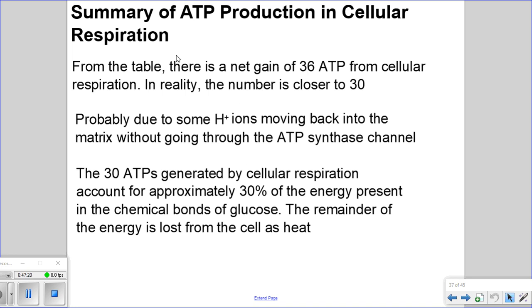So even though it's a controlled series of reactions, only about 30% of that energy is able to be harnessed. So, it's still a rather inefficient process, but it's the best that can be done, I guess, and enough to allow the cell to function properly.